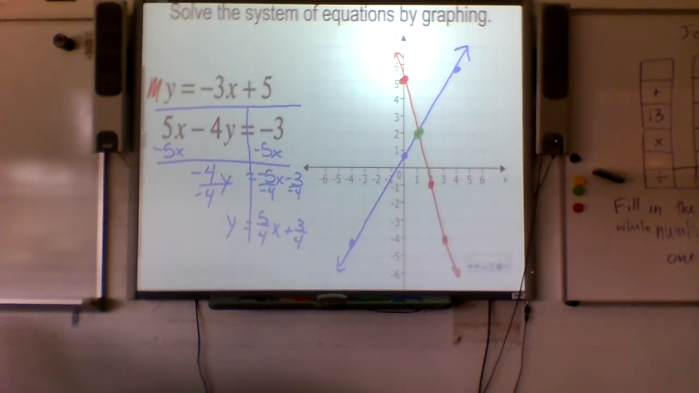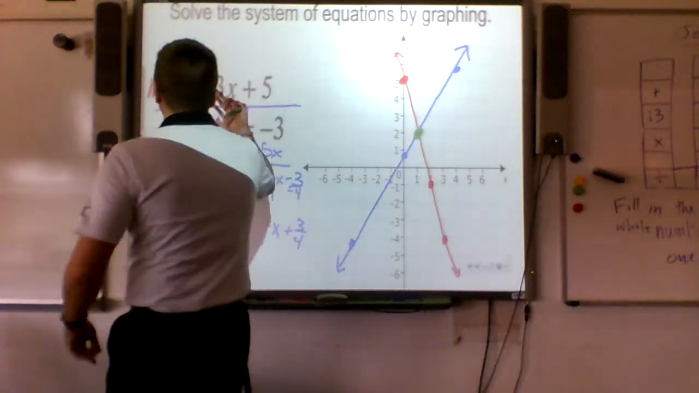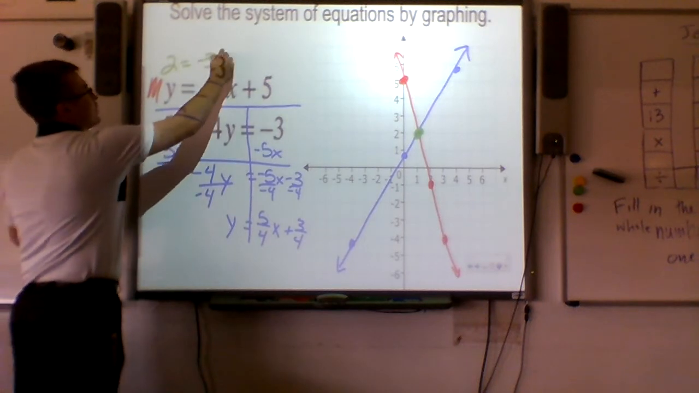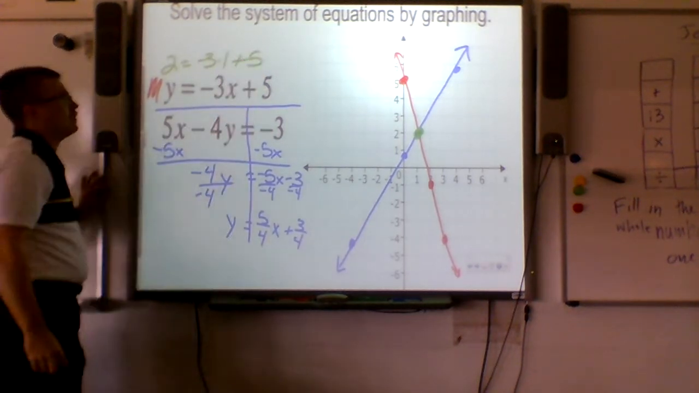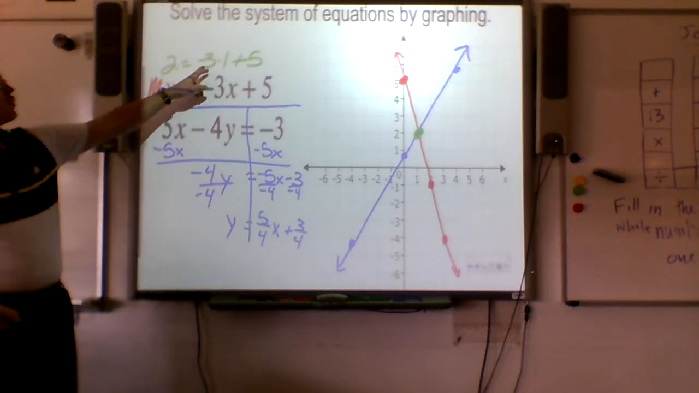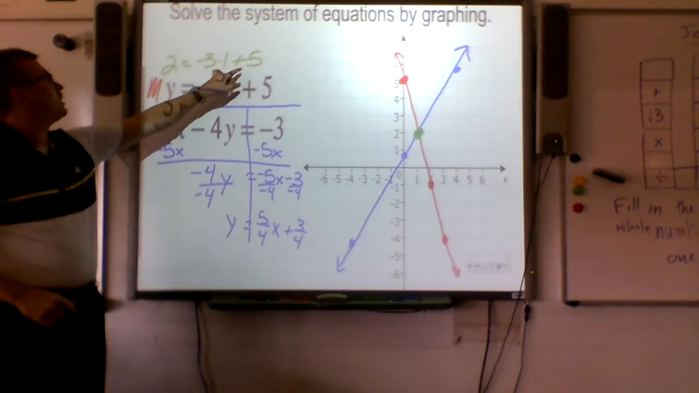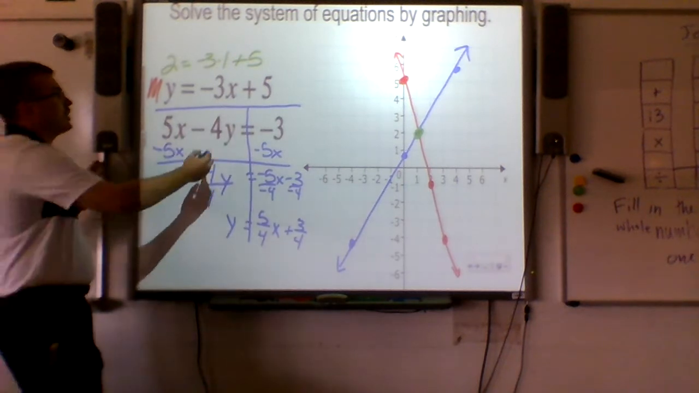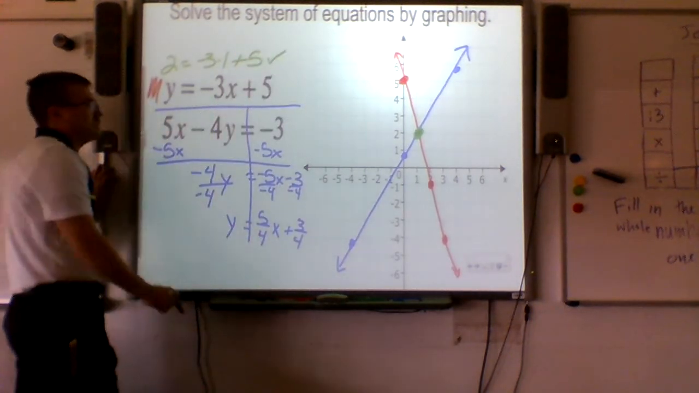But then let's see what happens when we check it. In our top one, if I plug that in, 2 equals -3 times 1 plus 5. -3 times 1 is just -3, plus 5 is 2. So that one works, which makes sense because that one was the easier one to graph.